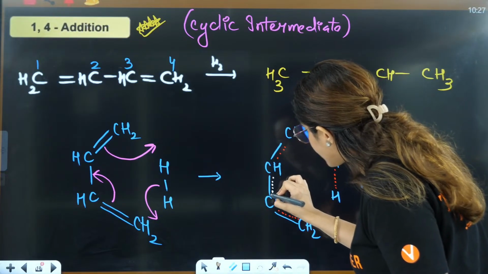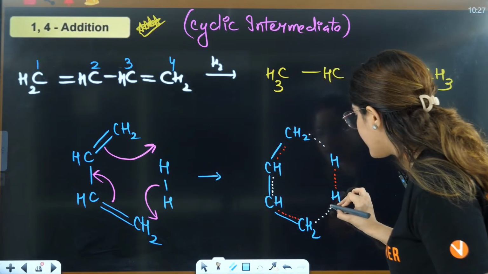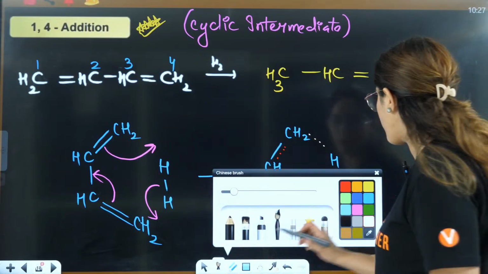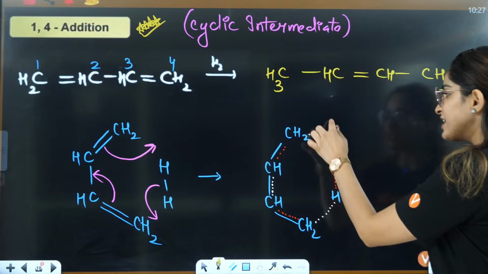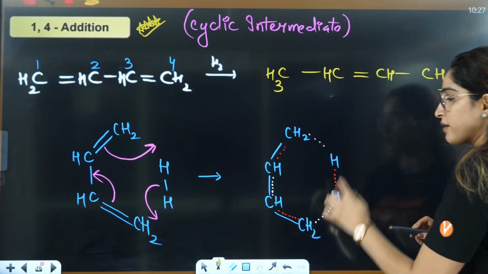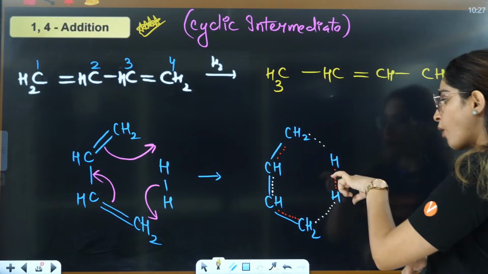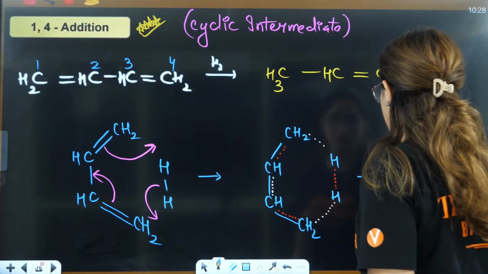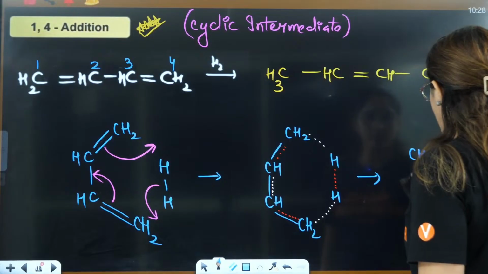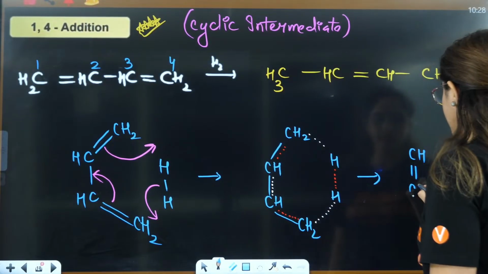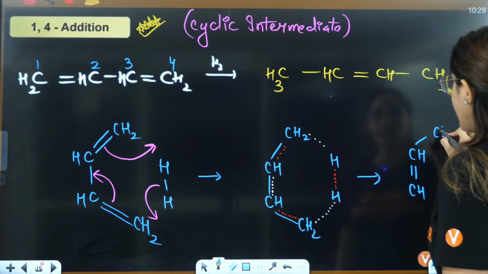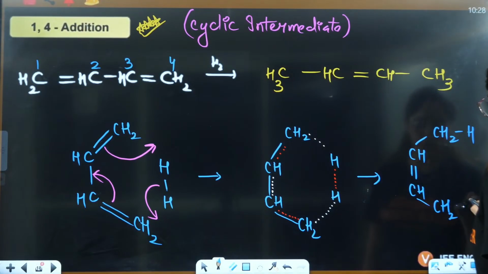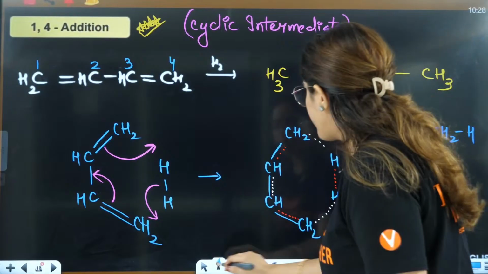Here a new bond is getting formed and here a new bond is getting formed, right? A cyclic structure is formed here. And eventually the red bonds will break. So what will happen? Eventually what you will have is CH double bond, this will be formed here, CH, and this will be CH2H, and this will be CH2H. Can you see 1,4 addition?